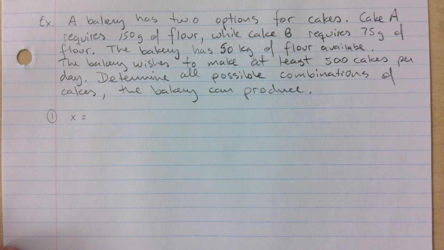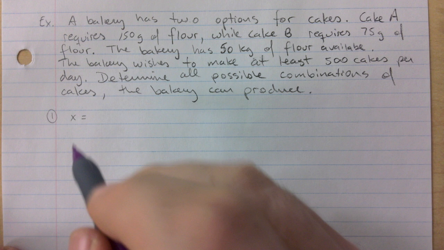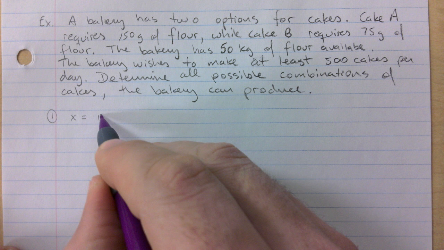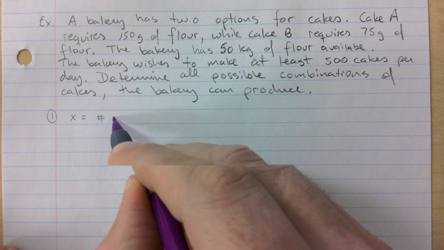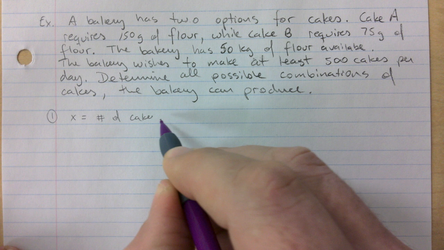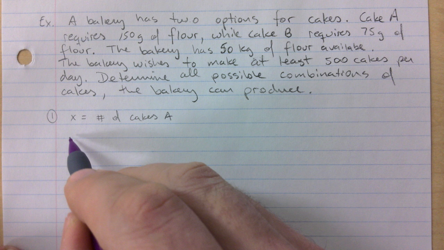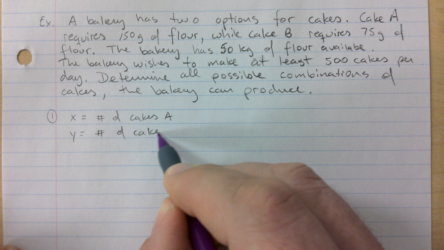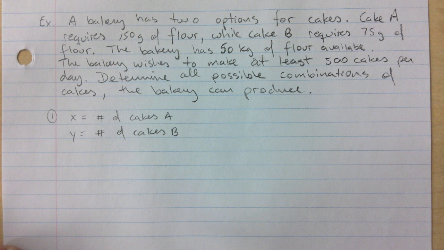And so it should be fairly obvious at the beginning. There are 2 options for cakes, cake A and cake B. So don't just put down cake A and cake B. It's like, what are we talking about here? We're talking about number of cakes, X would be the number of cakes of type A, and Y would be number of cakes, and that would be type B. Okay, so that's what you're looking for.